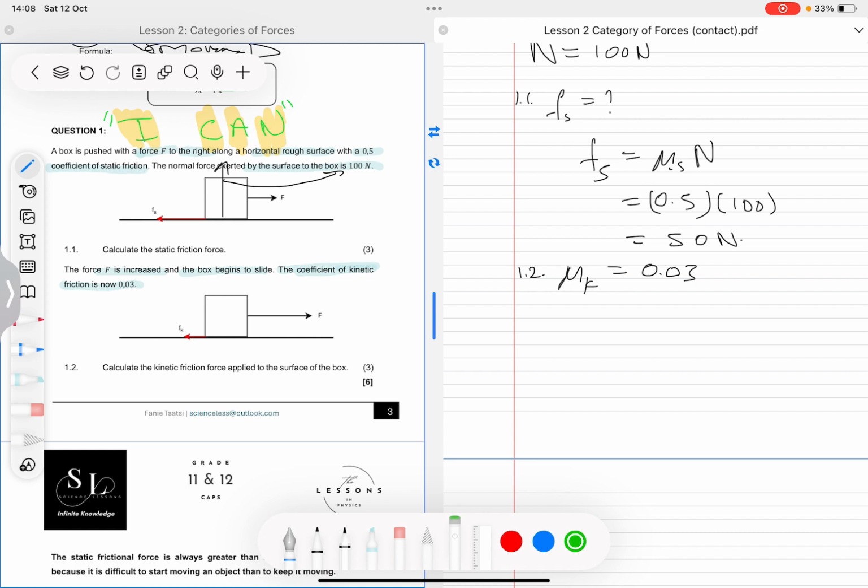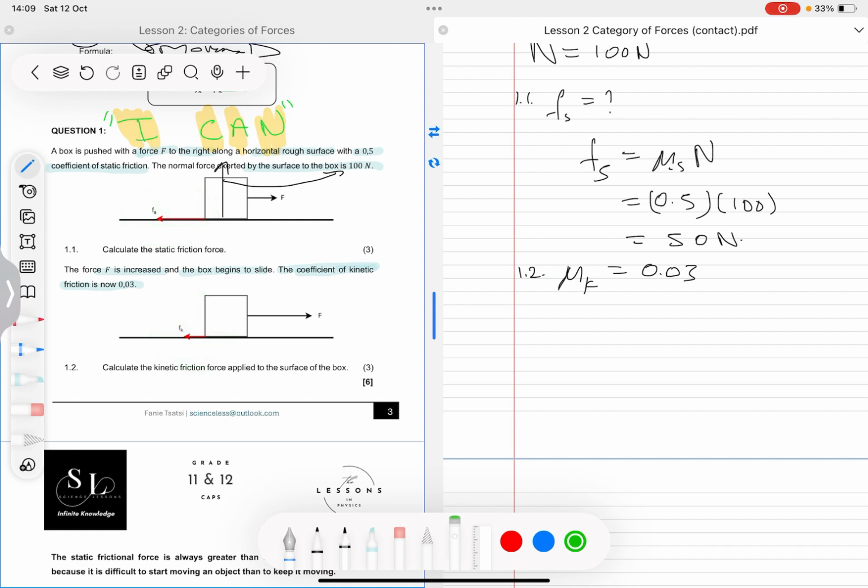Remember that the kinetic friction force is directly proportional to the coefficient of kinetic friction force. They're directly proportional. If the coefficient of friction decreases, right? If the coefficient of friction decreases, our friction also should decrease. The bigger friction that we had here should also get smaller.